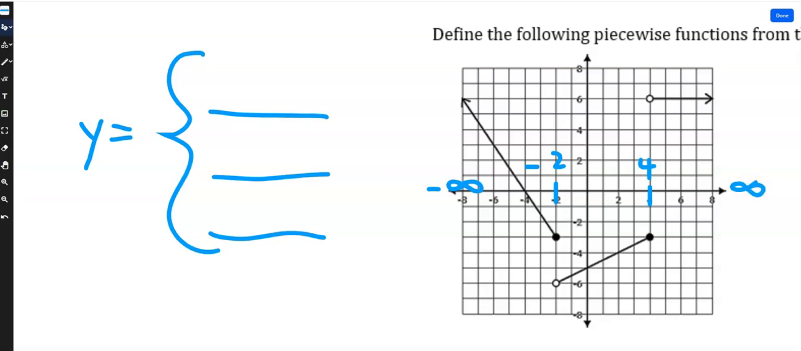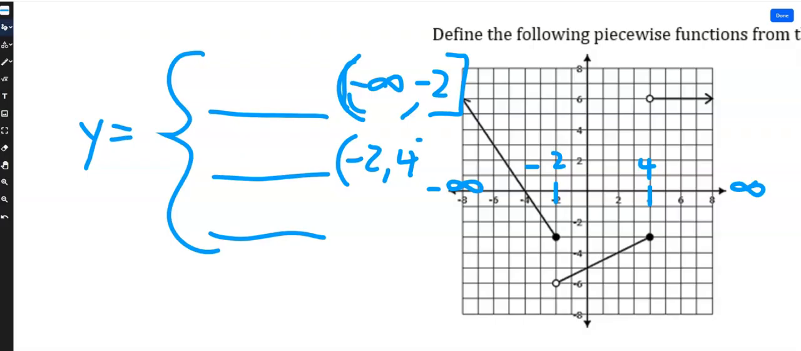So let's see, -infinity to -2, and that's got to be a bracket because of the closed dot. And then from open -2 to 4 closed, because it's closed on the right there, and then open 4 to infinity.